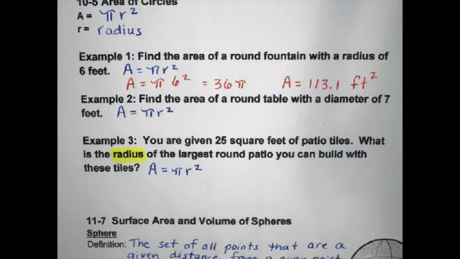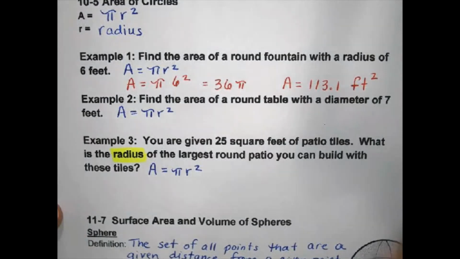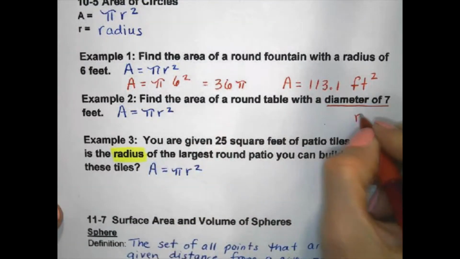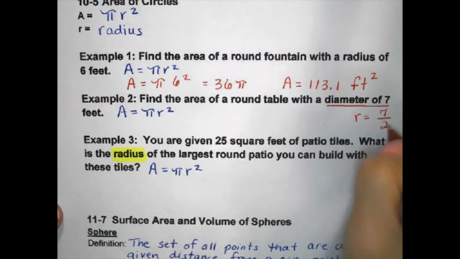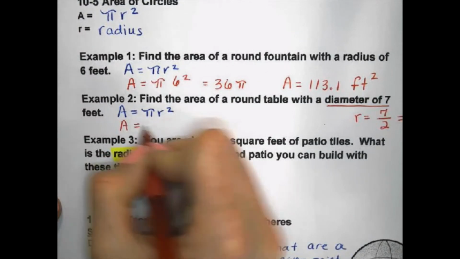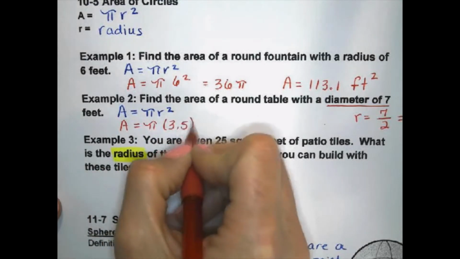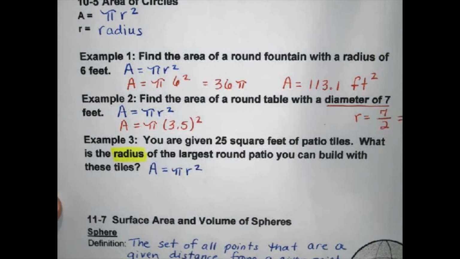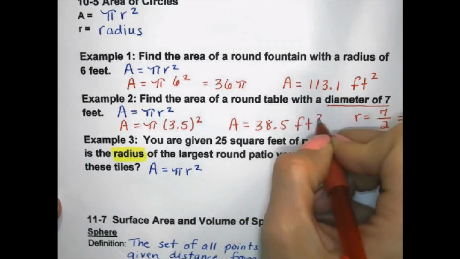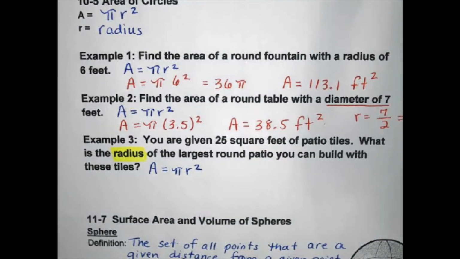113.1 feet squared. In example 2, I'm asked to find the area of a round table with a diameter of 7 feet. Remember, if they give you the diameter and your formula asks for the radius, you need to find r as the diameter divided by 2. So in this particular case, my r is 3.5. So I'm going to substitute the radius into my formula. Area equals pi times 3.5 squared. And that comes out to be an area of 38.5 feet squared.